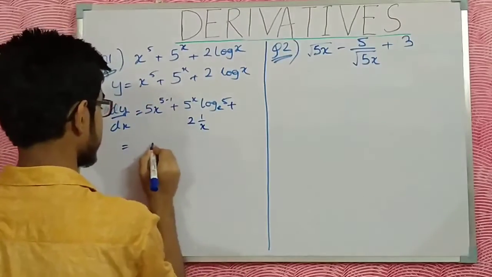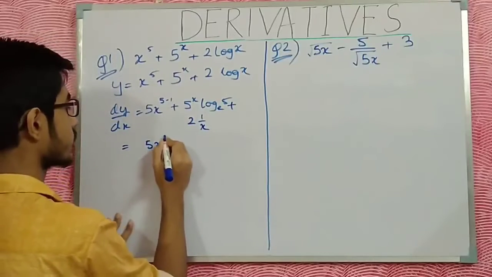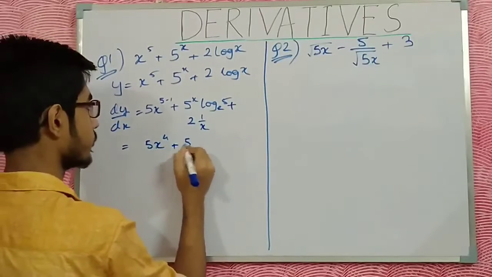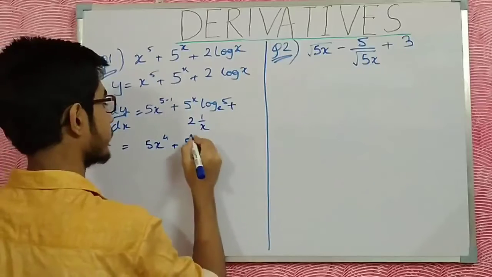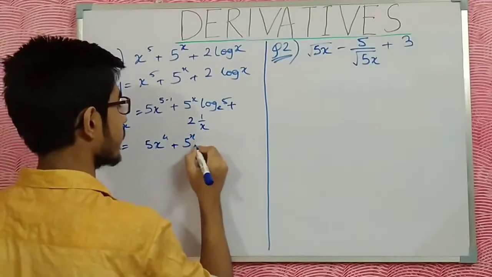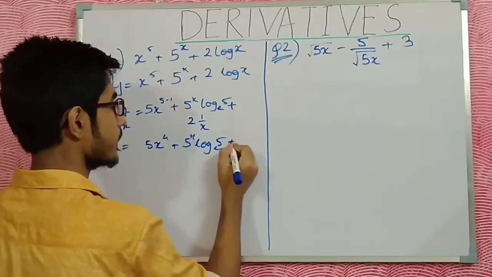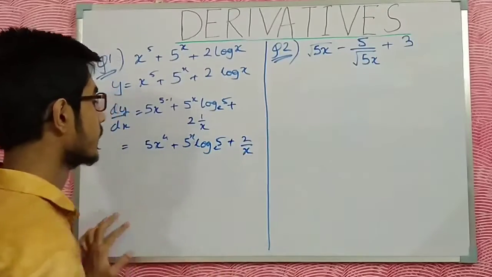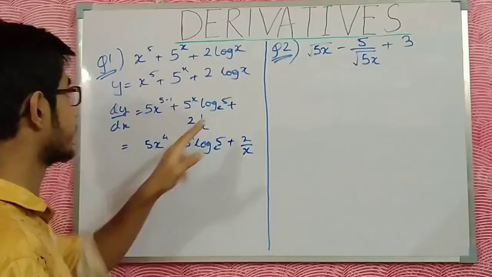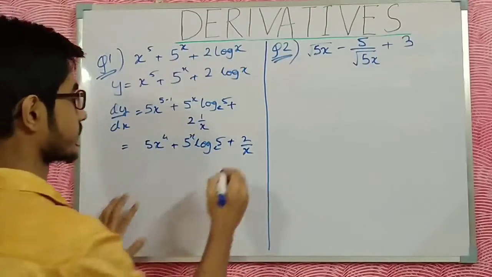So I can simplify this as 5 x to the power 4 plus 5 to the power x log 5 base e plus 2 by x. So this is the derivative of this one. So this is the answer.